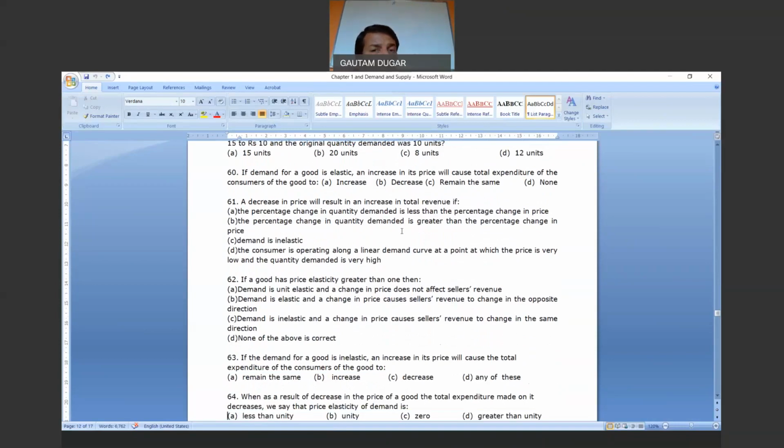Now listen to this question carefully, from the total expenditure method. Number 16. If demand for a good is elastic, an increase in its price will cause the total expenditure of the consumers to decrease. Now there are just three things. If price and total expenditure are moving in opposite directions, if price is falling, you remember I wrote on the board, and total expenditure is increasing, then it is elastic. They're moving in opposite directions.